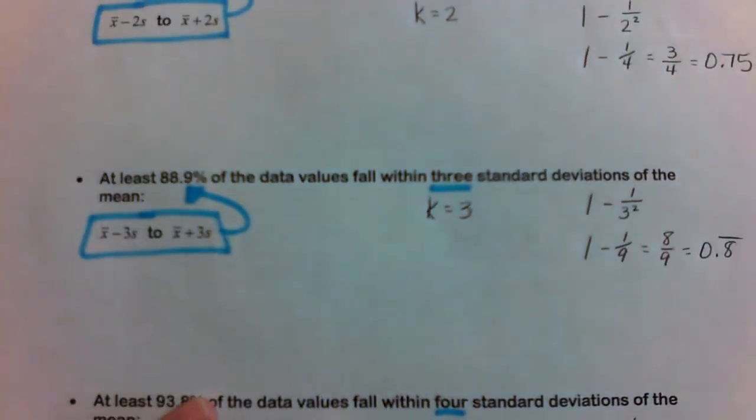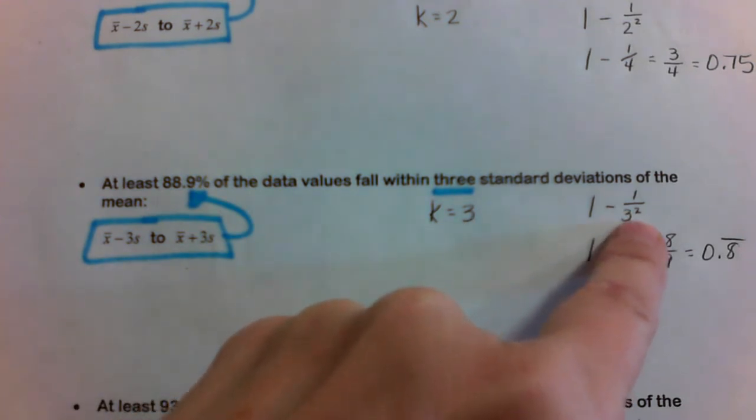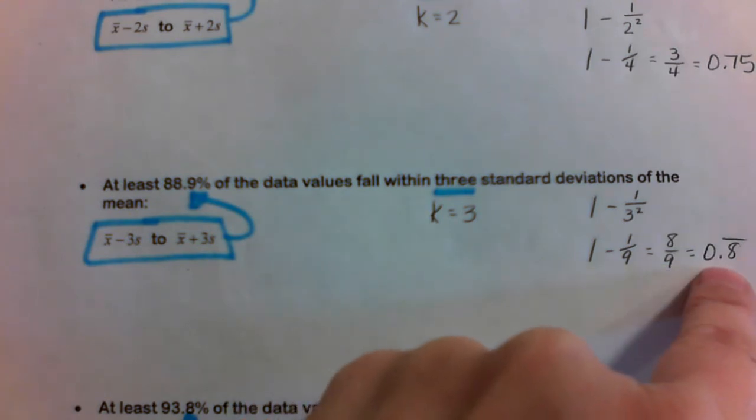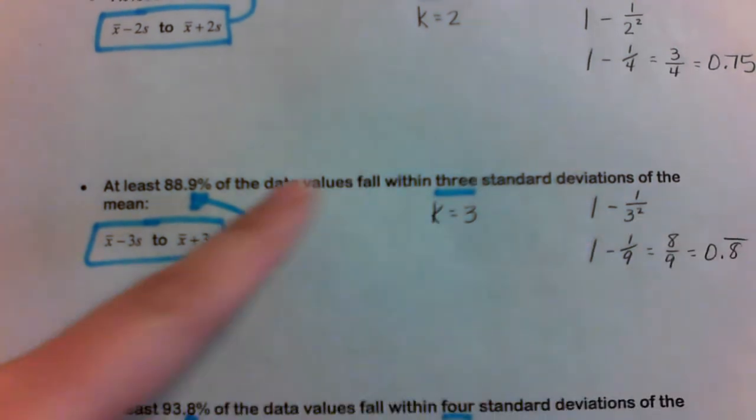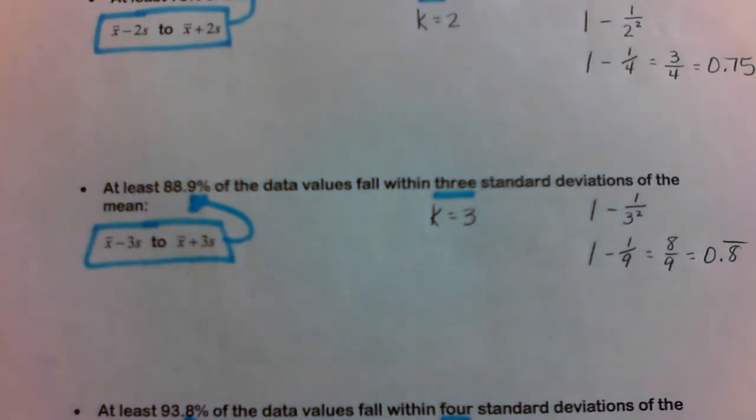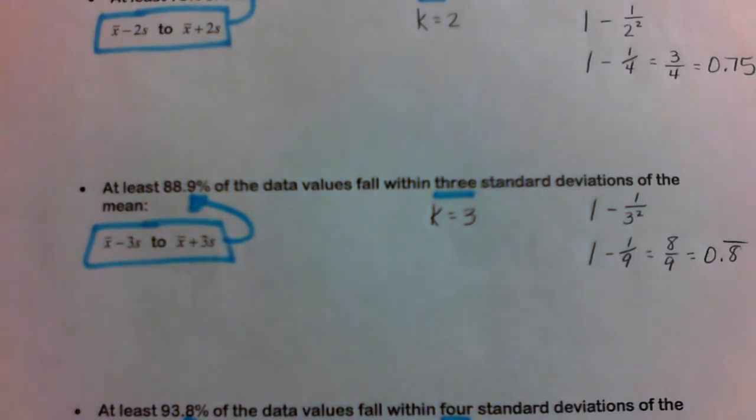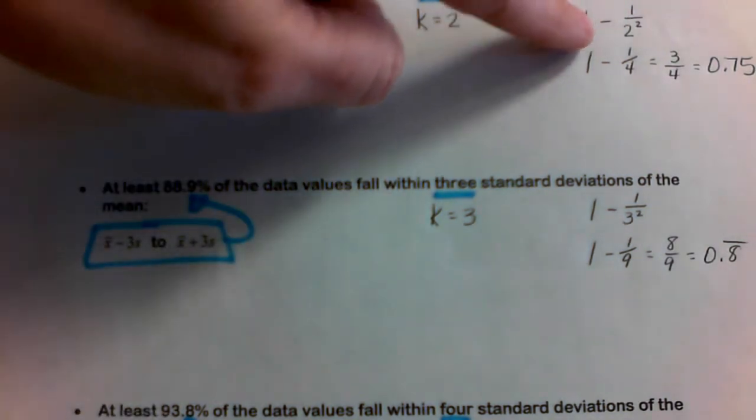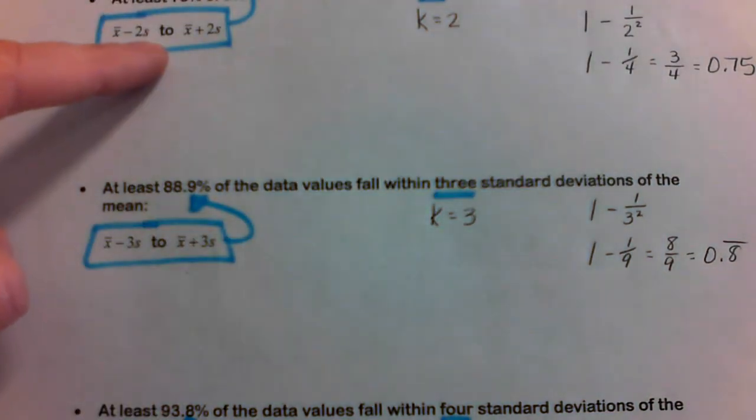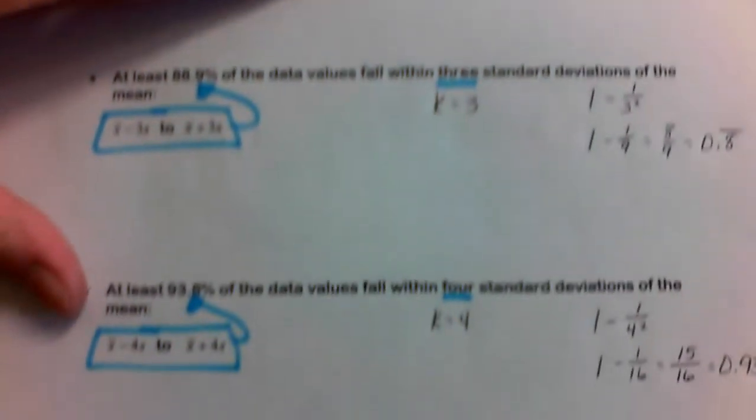Then if we are to look at 3 standard deviations, in place of k, I'm going to put 3. So I have 1 minus 1/9 or 8/9, and I get 0.8, which repeats forever. So they show that as 88.9%. So what you need to know is that 88.9% of the data is within 3 standard deviations. You don't have to have this formula memorized. You just need to know 2 standard deviations is 75%. 3 standard deviations is 88.9%.